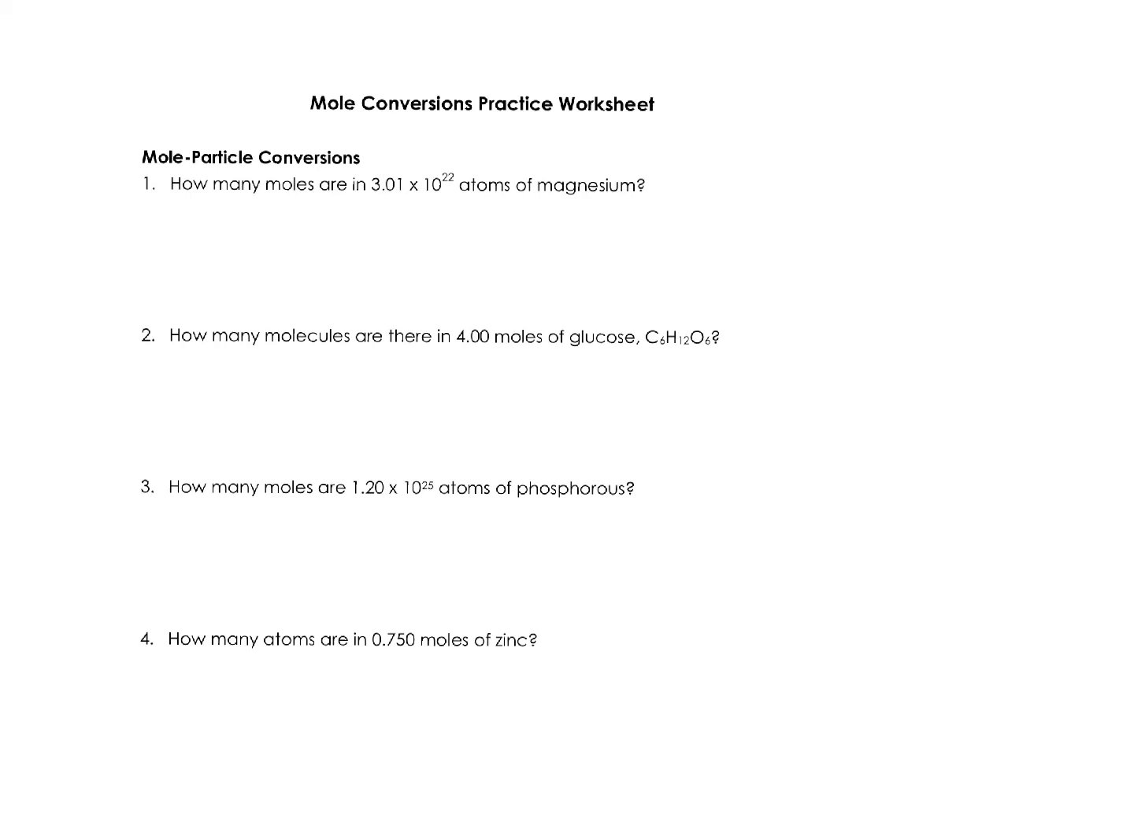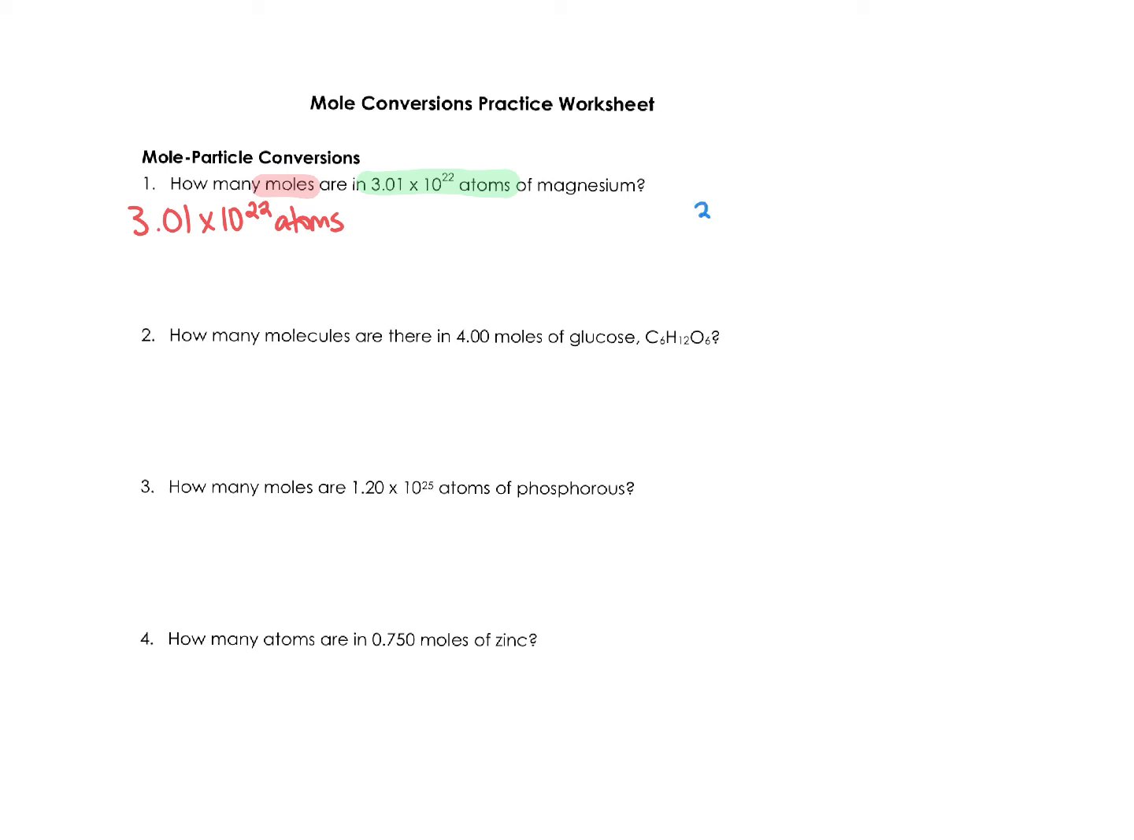So on the first one, please remember your best bet is to identify what you're given and then identify what it wants you to find, so that then you can figure out what conversion factor, what relationship we're looking at. So for the first problem, again, we're always going to start with what we're given. So 3.01 times 10 to the 22nd atoms. And we want to figure out how many moles that would be.